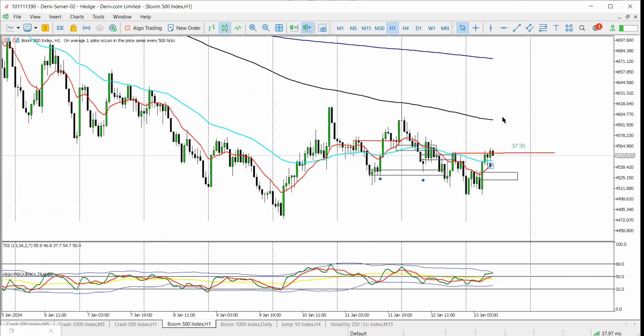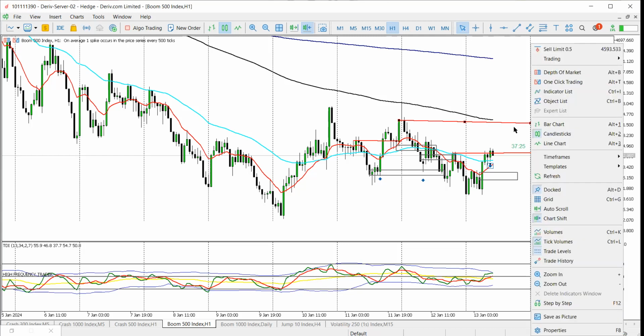B5, it's a high probability. Those buys should play out. I'm looking forward for price to come all the way up here. Like we said, around 45.90.